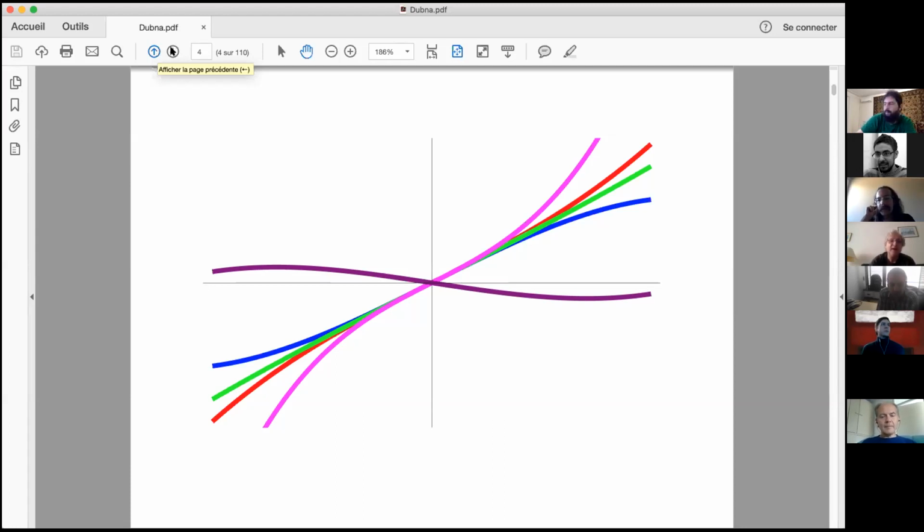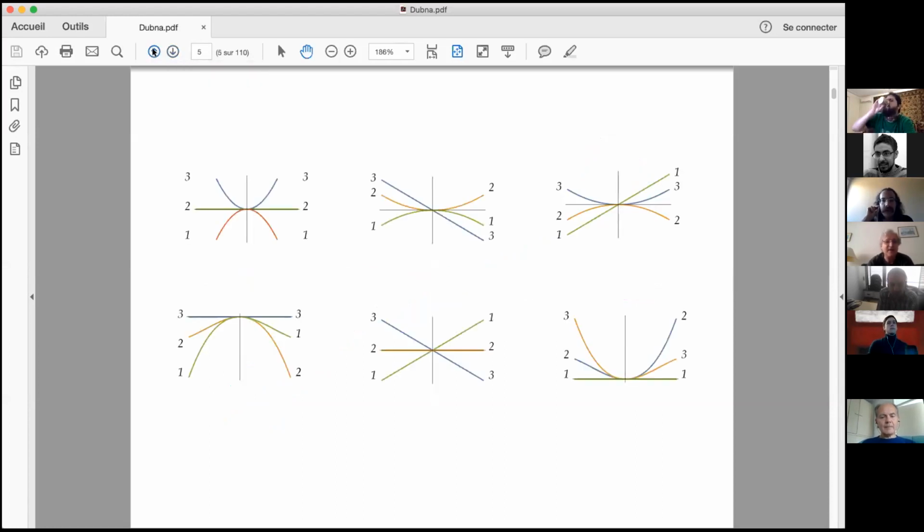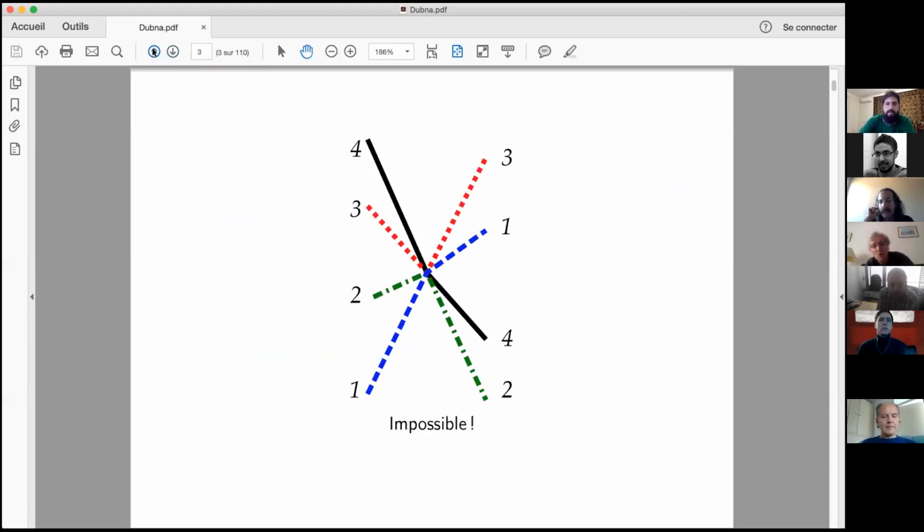And the theorem of Conceivage is that not all permutations are possible when some polynomials cross at the origin. In particular, he showed that the permutation 1, 2, 3, 4 on the left and 2, 4, 1, 3 on the right will never happen when 4 polynomials intersect at the origin. That's the theorem of Conceivage.